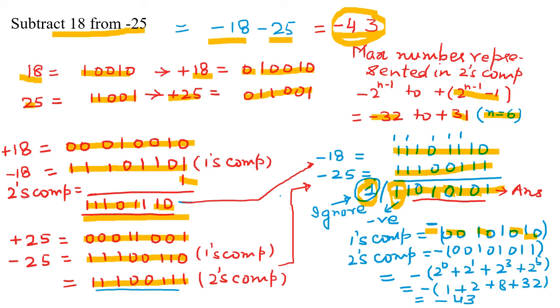Now to convert it into 2's complement form, add one to this, which becomes 00101011. Now convert this into decimal, so it becomes 2 to the power 0 plus 2 to the power 1 plus 2 to the power 3 plus 2 to the power 5, which is equivalent to minus 43, which is the correct answer. So that's all about 2's complement representation, its extension and 2's complement subtraction. Thank you.